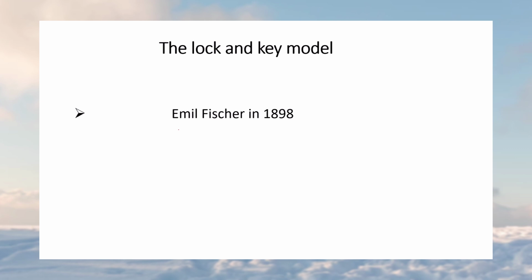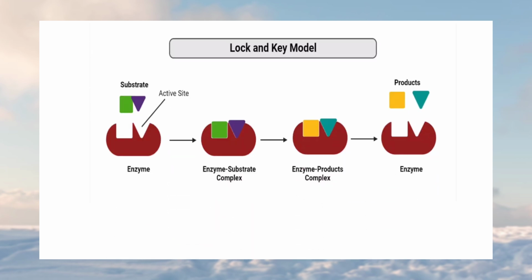In this video we are going to discuss the lock and key model of enzyme mechanism. This model was proposed by Emil Fischer in 1898, and it is also known as the template model. Now let us discuss this mechanism in detail.